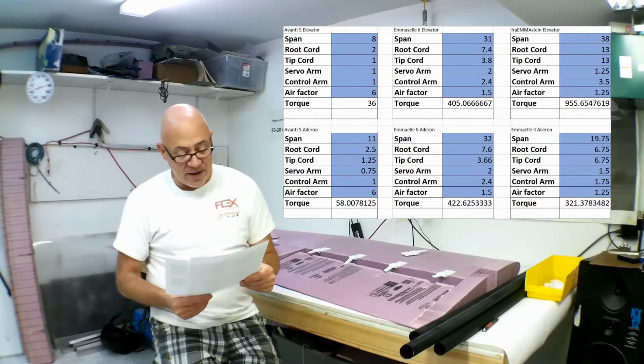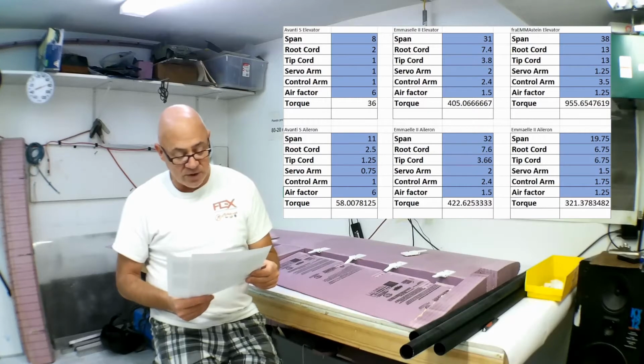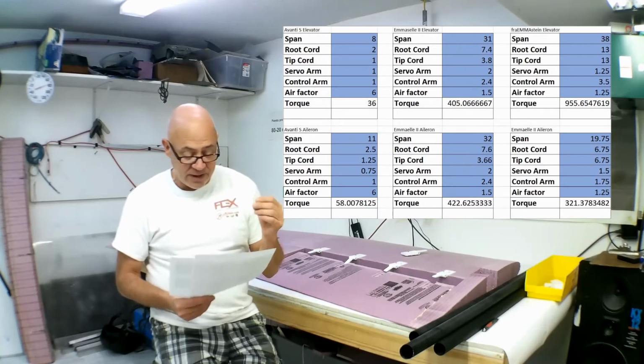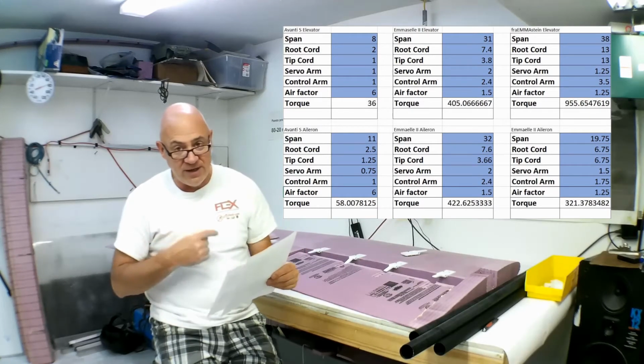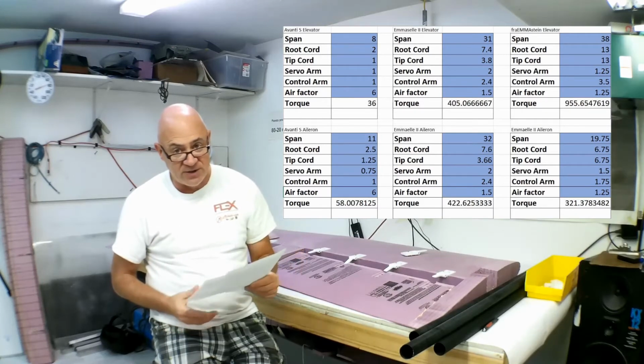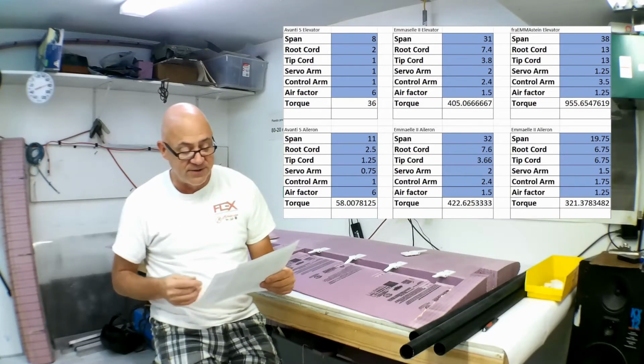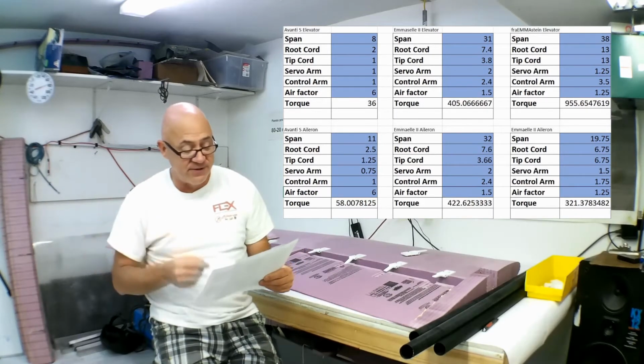If you look down at my ailerons, because my servo control arm is 0.75 and all this stuff, I end up with a 58 ounce torque because of the way it's designed. So keep in mind, there's a lot of math that goes into that. I created a program. If you email me, I'll send you this Excel spreadsheet so you can figure out the size of your control surfaces.